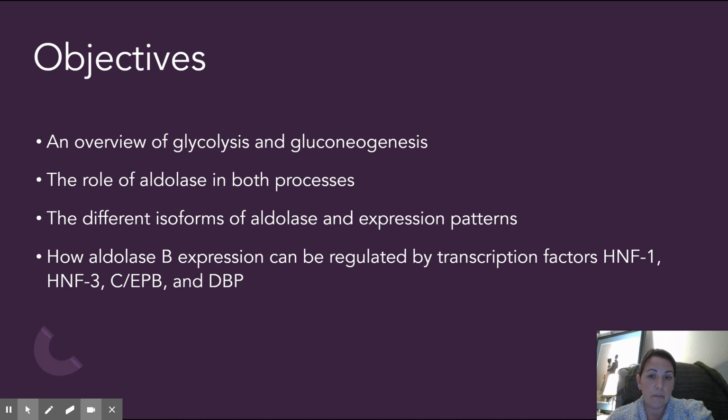We talked about the different isoforms of aldolase, isoforms A, B, and C, and where they are expressed in the body. And then we focused in on aldolase B and its expression in the liver, and how that expression can be regulated by these 4 transcription factors: HNF1, CEBP, and DBP all promote ALDO-B gene expression. HNF3 inhibits it, and it competes with HNF1, and it has a non-competitive inhibition effect on CEBP.